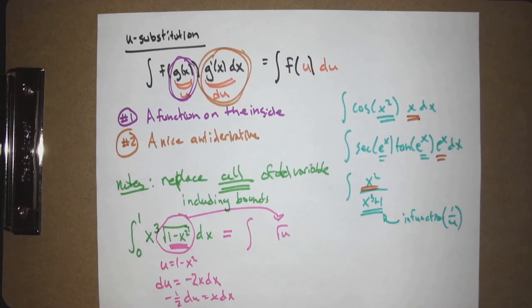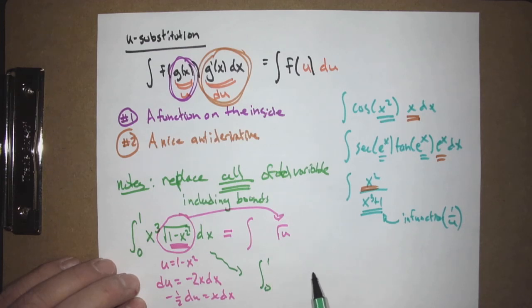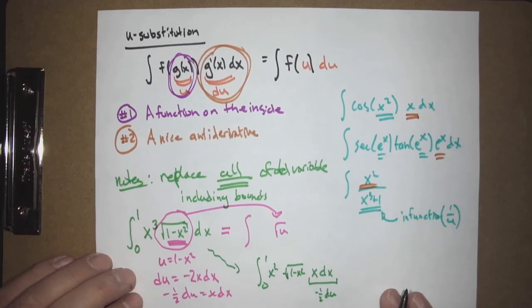What's our big problem? How many x's do we want attached to the dx? 1. How many do we have? 3. That's the wrong number. Do we give up? Not quite. Let's see another way to think about this. We can pull an x out so that we have the minus 1/2 du. We still have that square root of 1 minus x squared, and then we have an x squared.